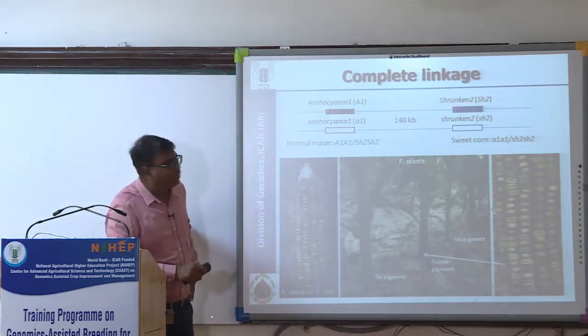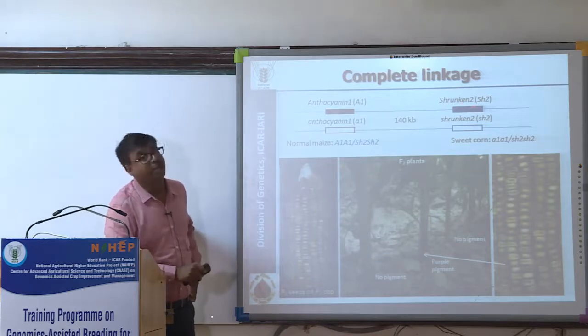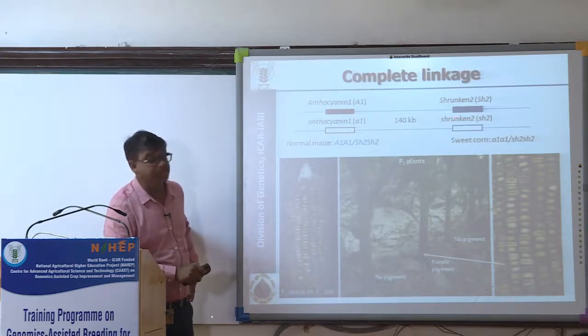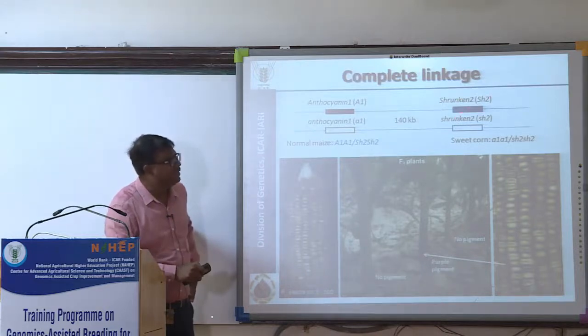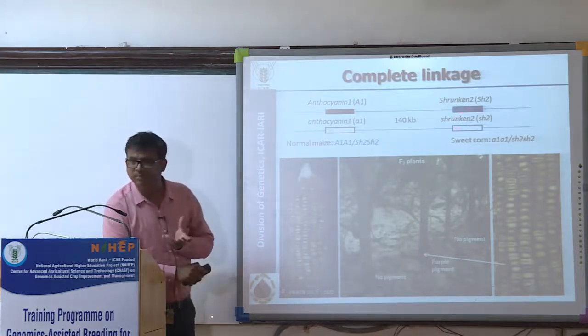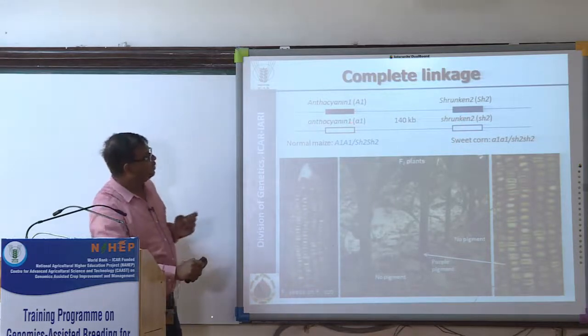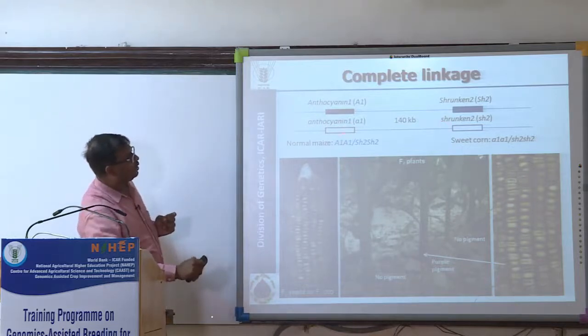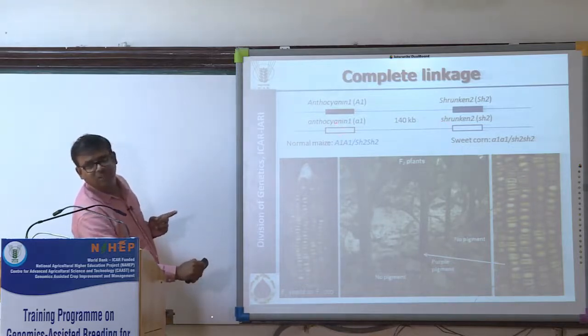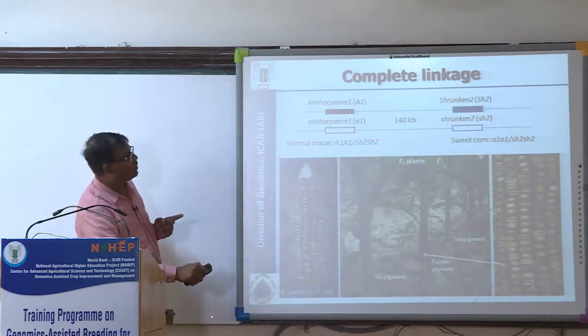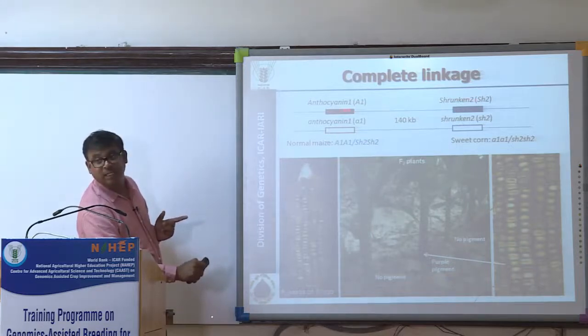And this is the dominant allele. So, basically it is present in a coupling phase. Both the dominant genes are present on the same chromosome. When capital SH2 is there, the grain will be round. When small SH2 is there, it will be shrunken, right? Here, with this recessive one, the recessive anthocyanin gene is also there. So, what happens? Whenever small SH2 goes, it will try to take small A1. Whenever the round one goes, it will take the anthocyanin one, right?